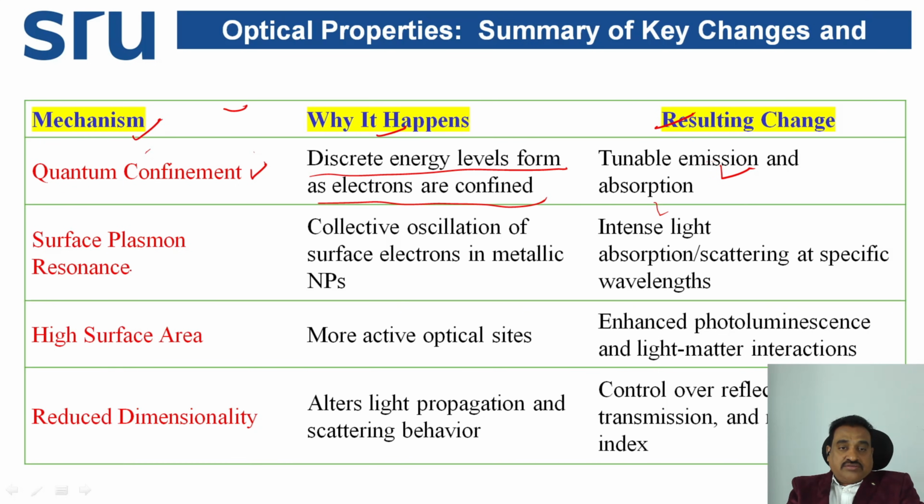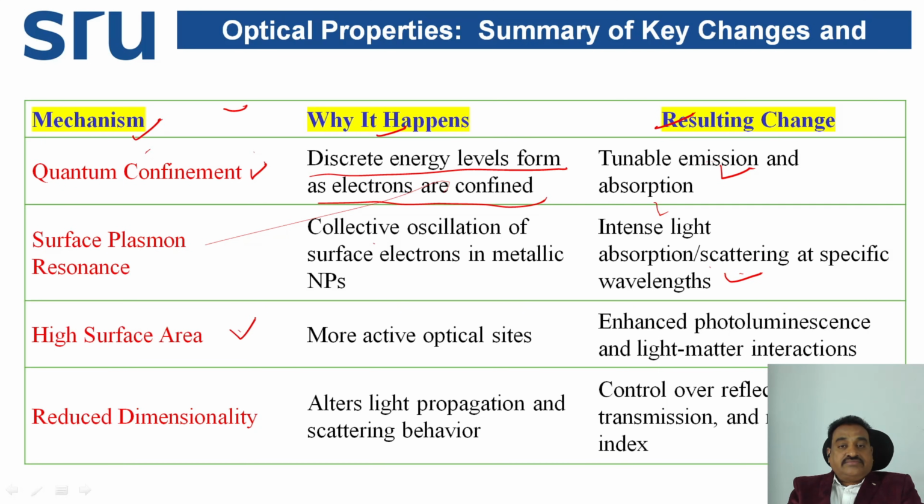Surface plasmon resonance. So why is it happening? Collective oscillation of surface electrons in metallic nanoparticles. It gives the result of intense light absorption or scattering at a specific wavelength.